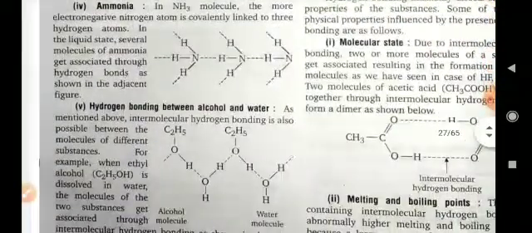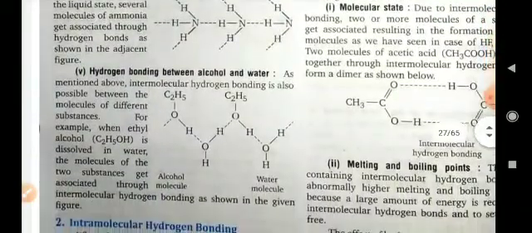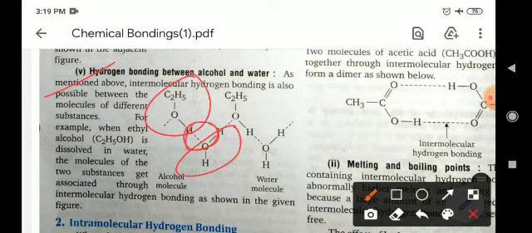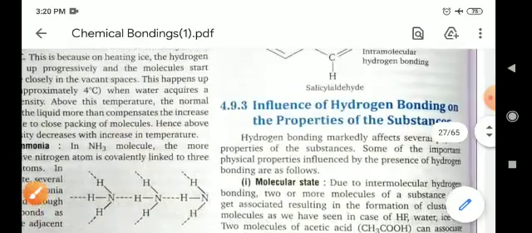In ammonia also hydrogen bonding is found, but another type of example is one in which ethyl alcohol and water molecules are bound through hydrogen bonding. So intermolecular hydrogen bonding will be found between two or more of the same type of molecules, or two or more different types of molecules. Now, intramolecular hydrogen bonding.